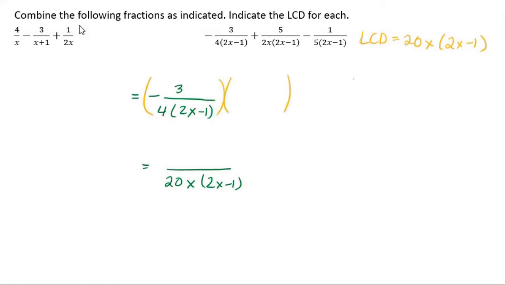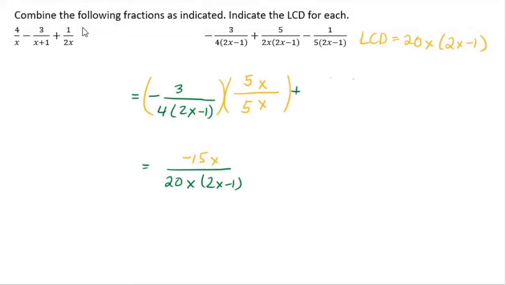Right? We already have a 2x minus 1, but we don't have an x, so we'll absolutely have to multiply top and bottom by x. And furthermore, we need to convert the 4 into a 20, and we do that by multiplying by 5. So in the numerator, we have negative 3 times 5x, or negative 15x.